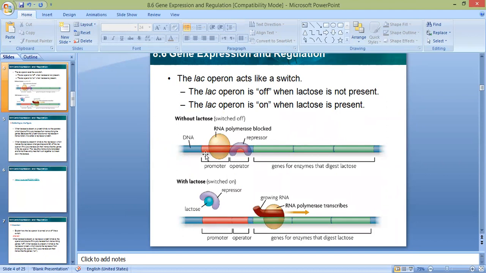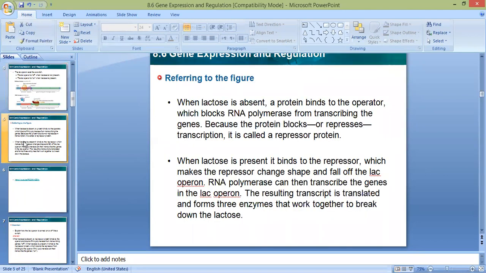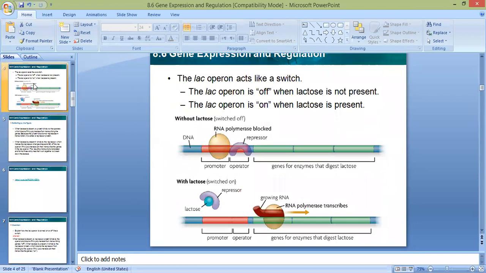When lactose is absent, ما في lactose, the protein, which is the repressor, will bind to the operator, blocking the transcription by blocking RNA polymerase from starting the transcription. But when lactose is present, it will bind to the repressor, change its shape, and the repressor cannot bind to the operator, so the RNA polymerase will start to transcribe the genes for the enzyme that digests the lactose.